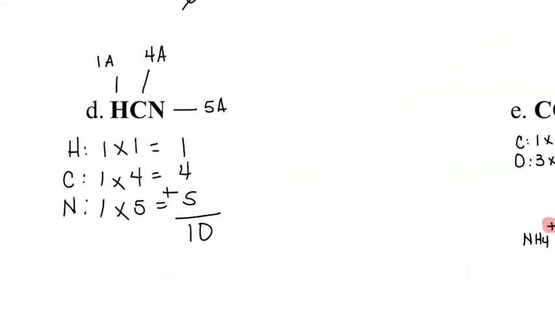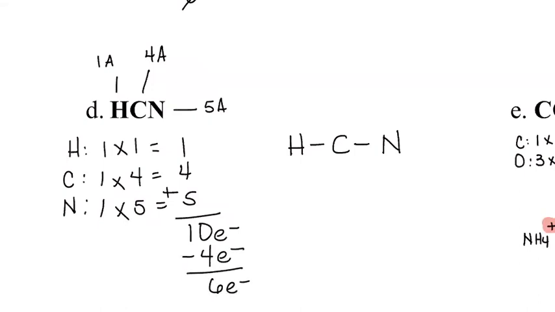Let's deal with HCN, okay? So we have hydrogen, we have carbon, we have nitrogen. Whenever you're given the chemical formula, these atoms that are lined up like that, that means that the one in the middle is the central atom. So we have hydrogen bonded to carbon, bonded to nitrogen. I only have 10 electrons to play with. My skeletal structure already took care of 4 electrons. So I only have 6 electrons left.